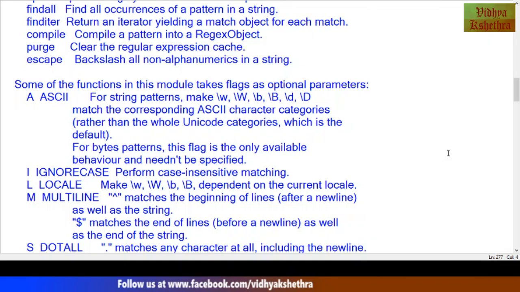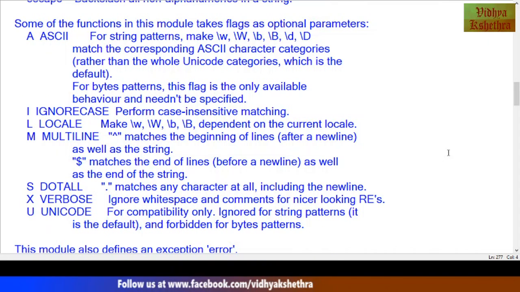Then M is for multiline, which matches the beginning of lines, that is caret, and dollar, which matches the end of the lines. Then there is S, which is dot all. This dot matches any character at all, that is, it will also include the newline. Then X, which is verbose: ignore whitespace and comments for nicer looking regular expressions. Unicode is for compatibility only. Ignore for string patterns. It is the default and forbidden for byte patterns.